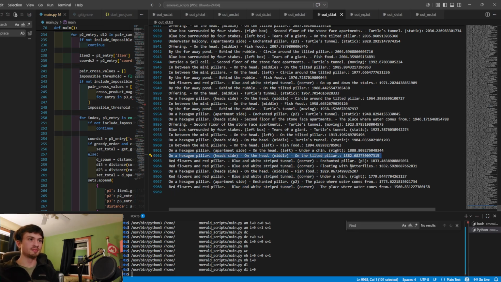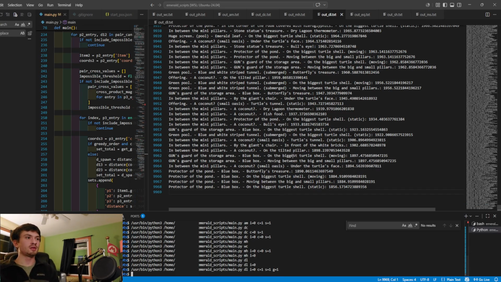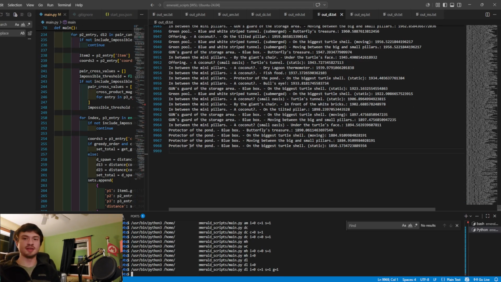Yeah, on Tilted Pillar here, fish food, like, oh, these pieces are great. No, they're not. And also, if we consider, let's just do a degree algorithm, so C equals 1, S equals 1, G equals 1. If we do that, we can see that these sets kind of don't make sense. So yeah, Protector of the Pawn straight to Blue Box is what it's predicting.